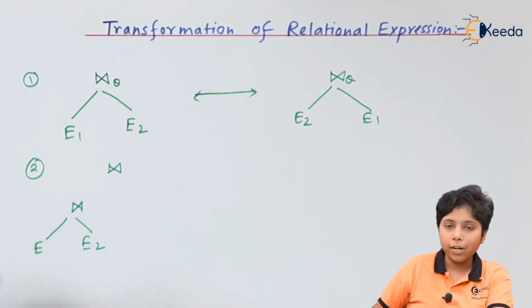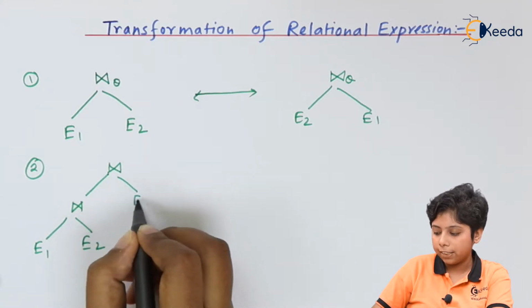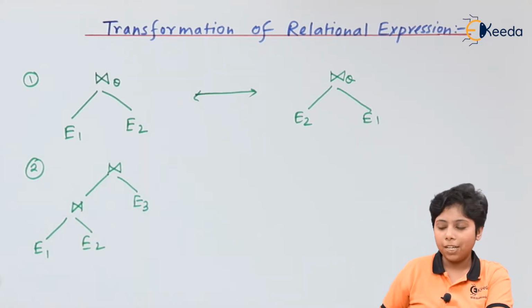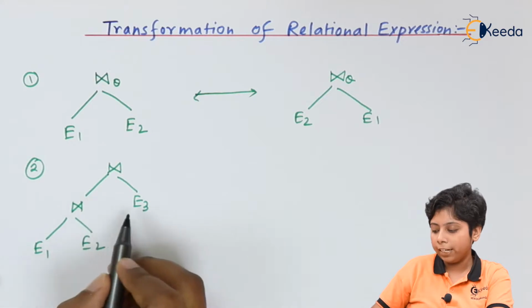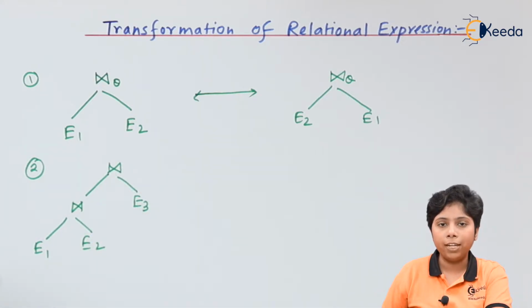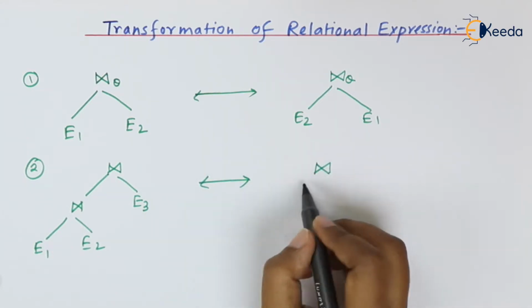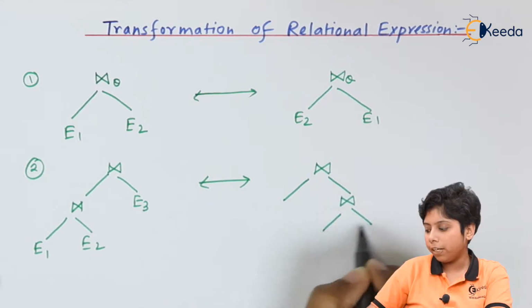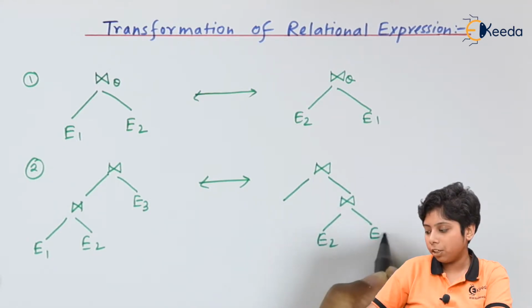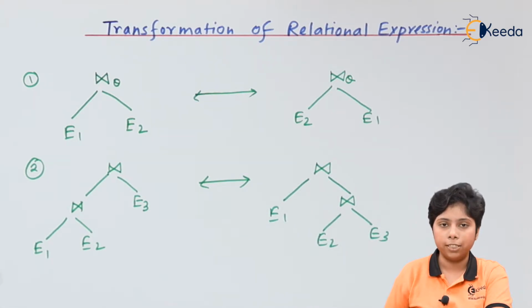If we join E1 and E2, and then join the result with E3, it will be equivalent if and only if we have E2 and E3 joined with each other, and then E1 joined to it, giving an equivalent result. So these two are equivalent with each other if they produce the same result.